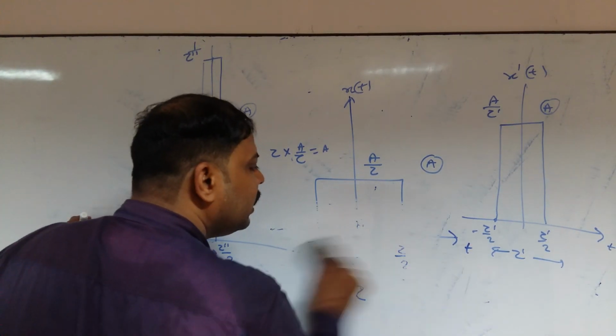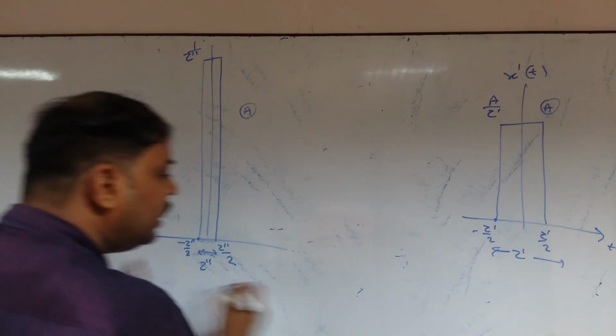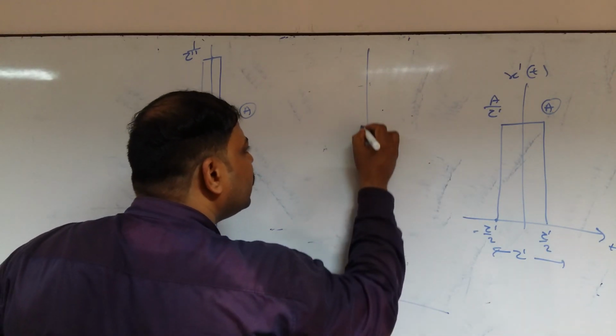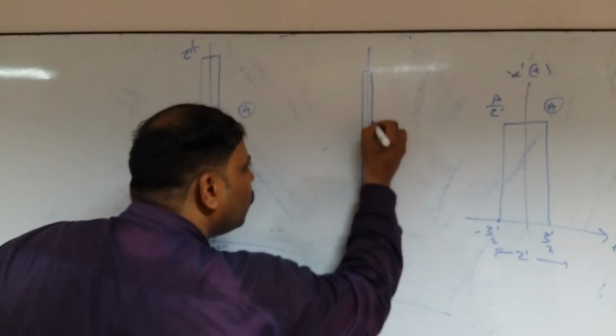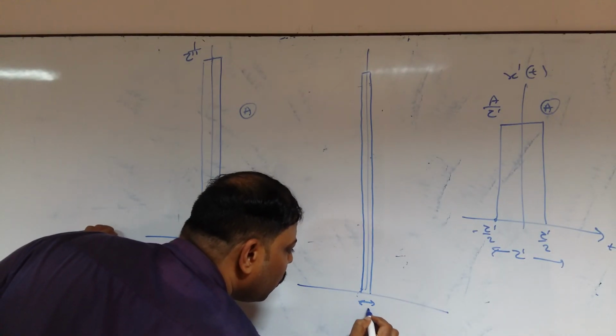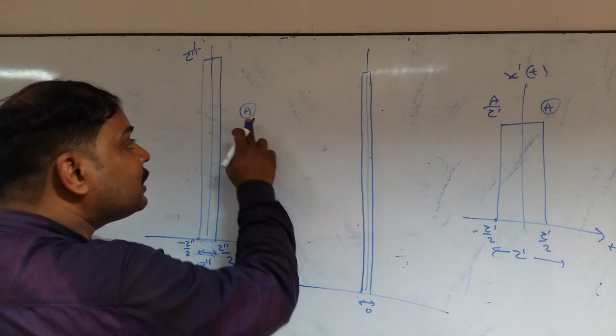Further, if you reduce the width again, see what happens. I am erasing here. Suppose this is a very narrow width. You are making the width very narrow. Suppose this width tends to 0. If the width tends to 0, what will be the height to make the same area?